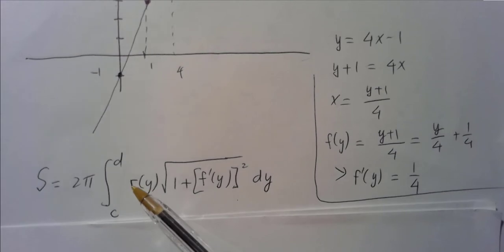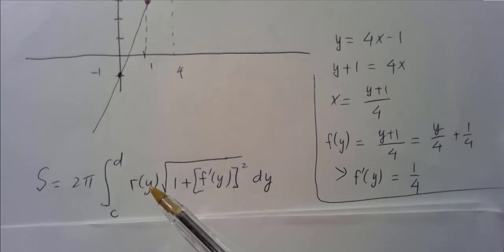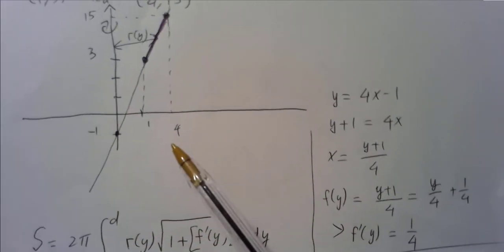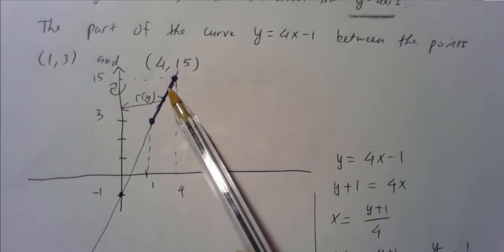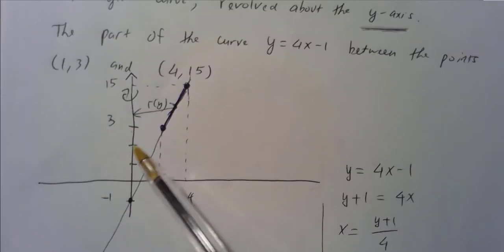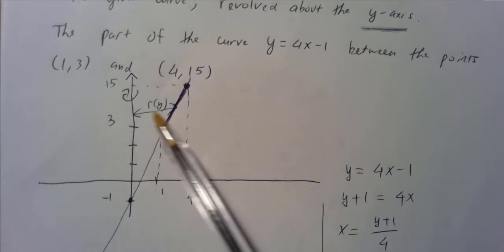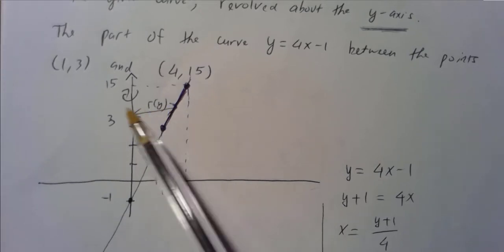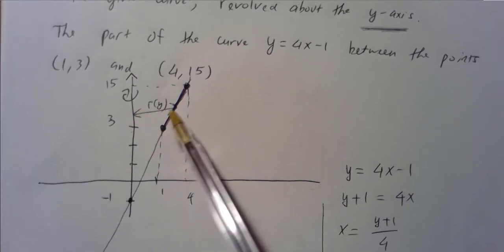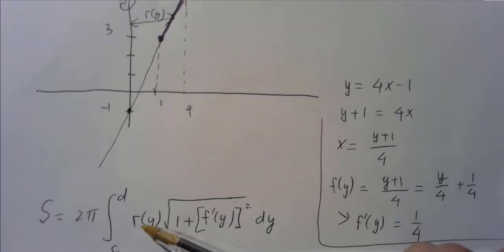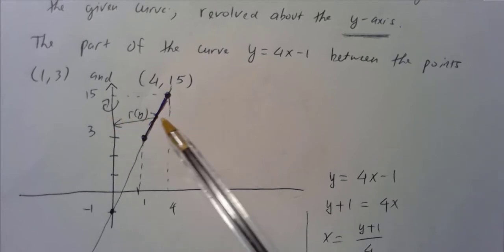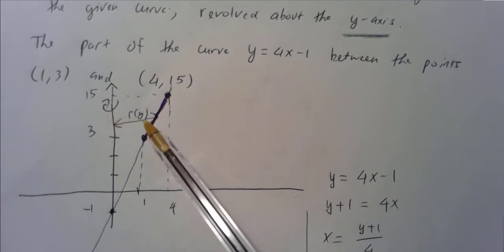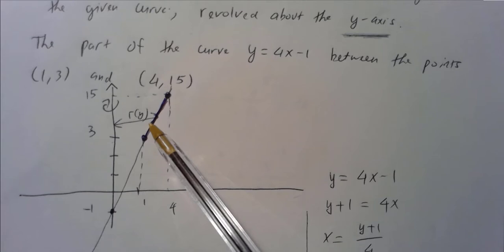Now, r of y is the radius from the axis of revolution up to the curve. This is the axis of revolution y, which is from here to the curve, which is this distance, right? R of y, right here. This is r of y. Now, what is this distance? R of y, this is just the distance of x, right?